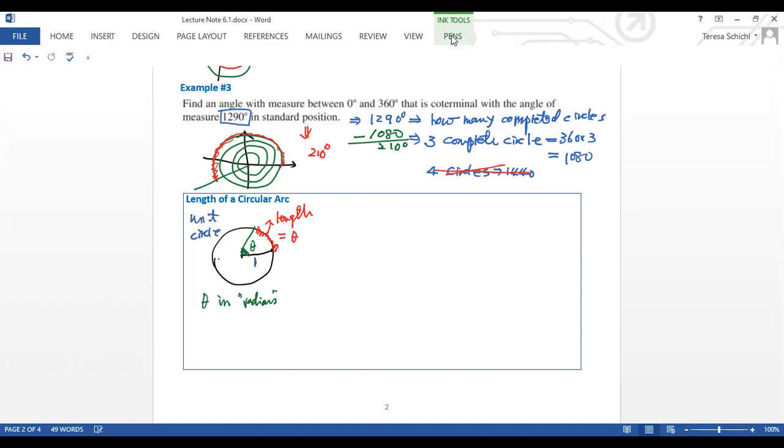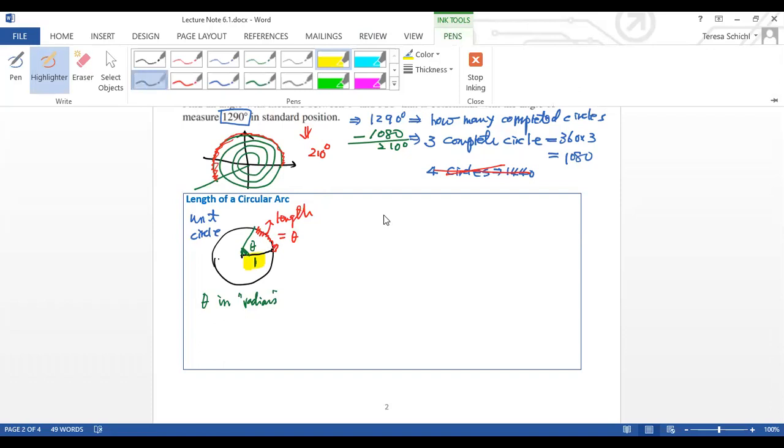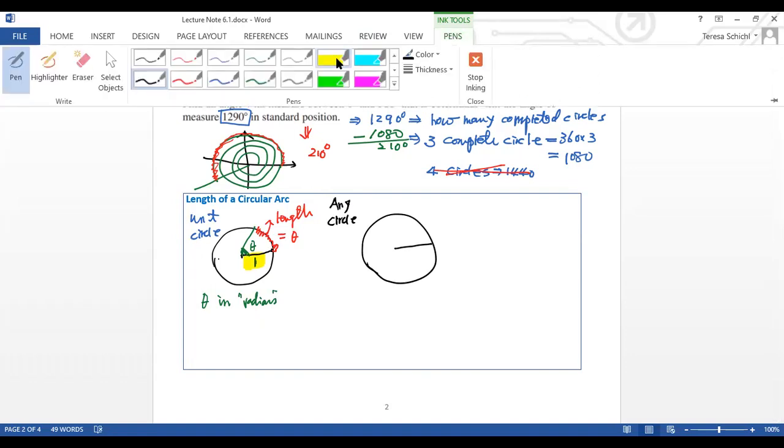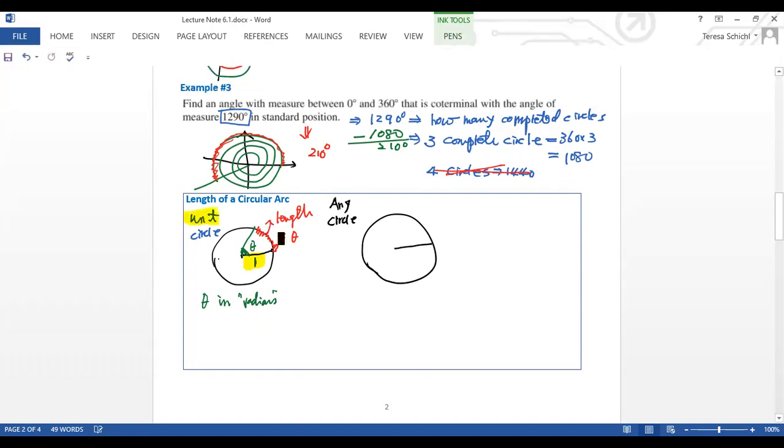That's what we did before. So this is on the unit circle, so the radius equals 1. Now how about if I have any circle here, and it's not the unit circle? Like the unit circle, the length equals the angle. That's how we defined it.